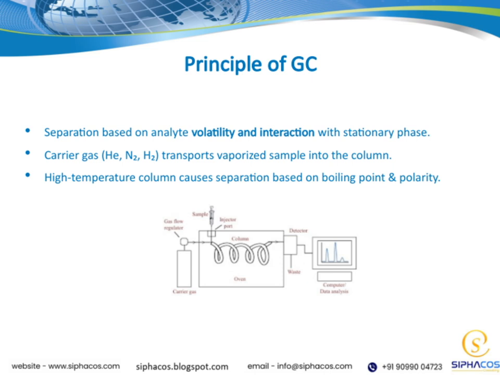The choice of carrier gas can influence the efficiency and speed of separation, so it's an important consideration. Now, once the sample is inside the high-temperature column, separation occurs based on boiling points and polarity. Compounds with lower boiling points vaporize more easily and move faster, whereas those with higher boiling points tend to lag behind. Similarly, polarity affects how compounds interact with the stationary phase, further aiding in their separation.